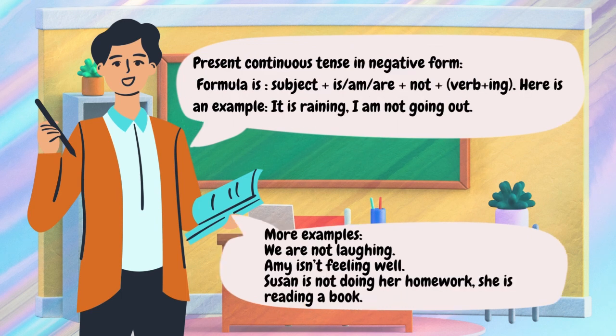Present continuous tense in negative form. Formula is subject plus is or am or are plus not plus verb plus ing. Here is an example. It is raining. I am not going out.